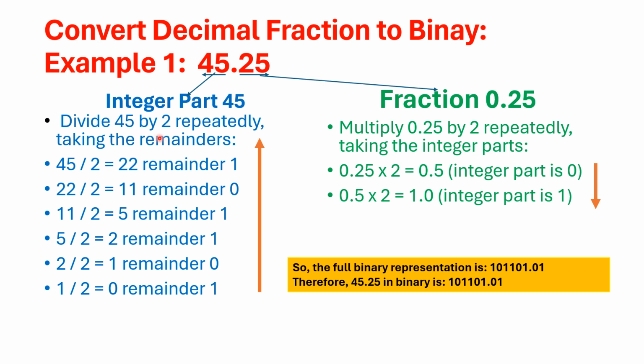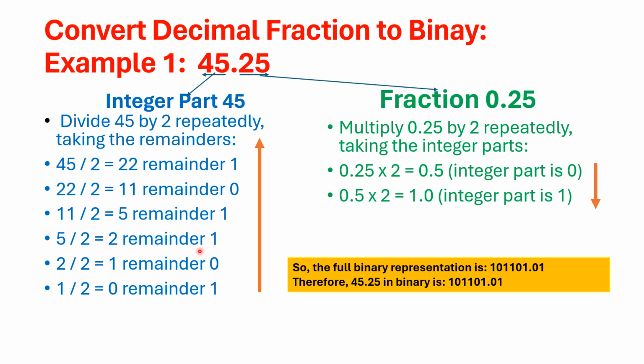The outcome is 22, accompanied by a remainder of 1. Again, perform the division operation of 22 divided by 2. The outcome is 11, and the remainder is 0. Perform the division operation of 11 divided by 2. The resultant is 5, with a remainder of 1. We perform the division operation of 5 divided by 2. The resultant is 2, with a remainder of 1.